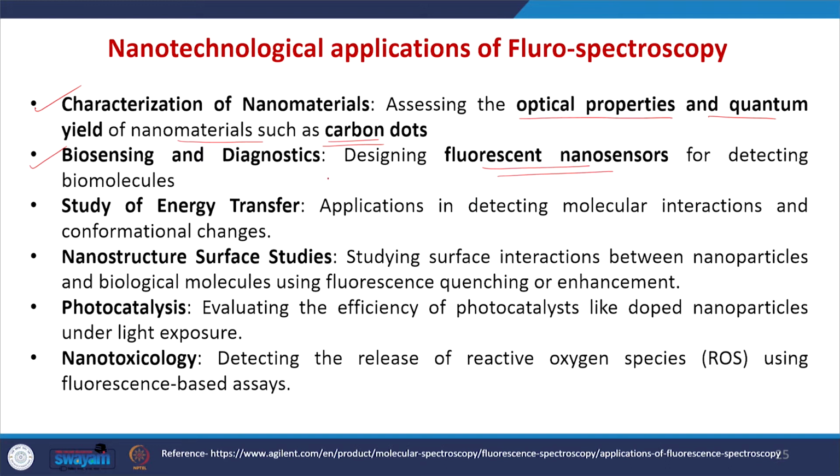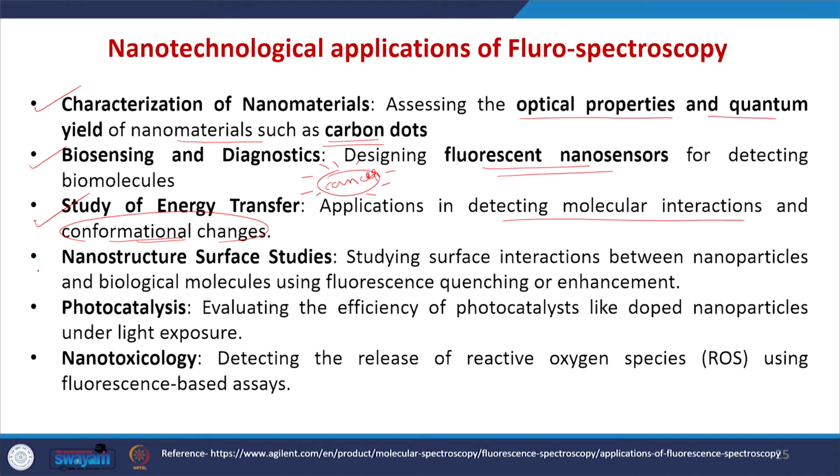So, once it binds to the particular cancer cell, it can glow. Based on that, we can use it as a specific fluorescent nano sensor for detecting specific diseases, and we can use it for study of energy transfer. So, it can be useful for application in detecting the molecular interaction and conformational changes. If there is any conformational change, the fluorescent intensity will go down or it can go high. So, based on the intensity we can understand the conformational changes.